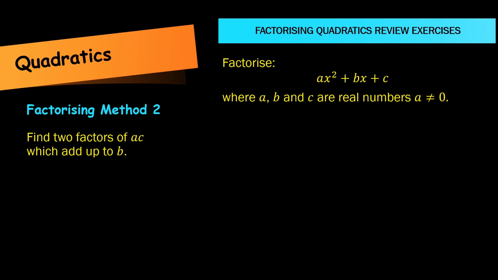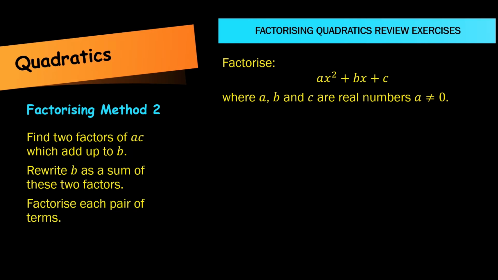First, find two factors of AC which add up to b. Then rewrite b as the sum of these two factors. Next, factorise each pair of terms. And finally, take out the common factor.